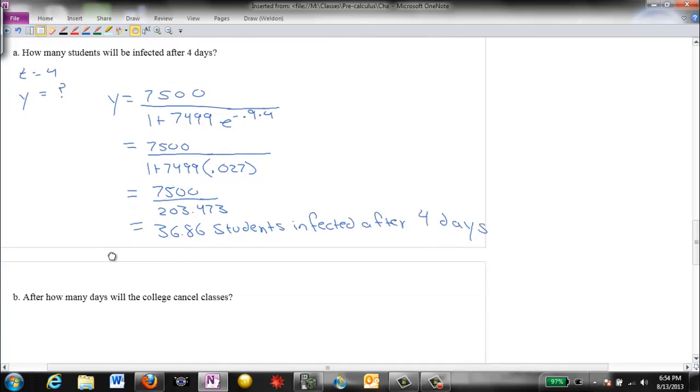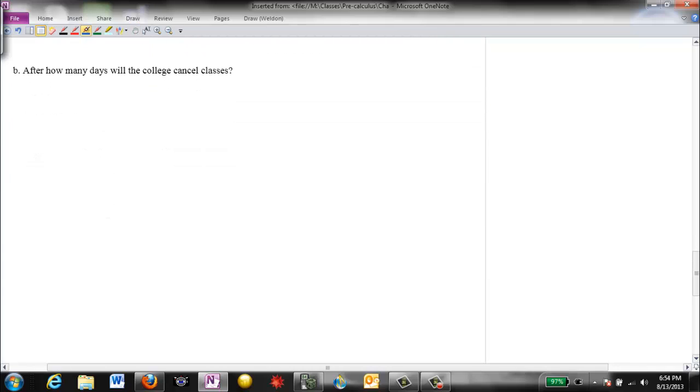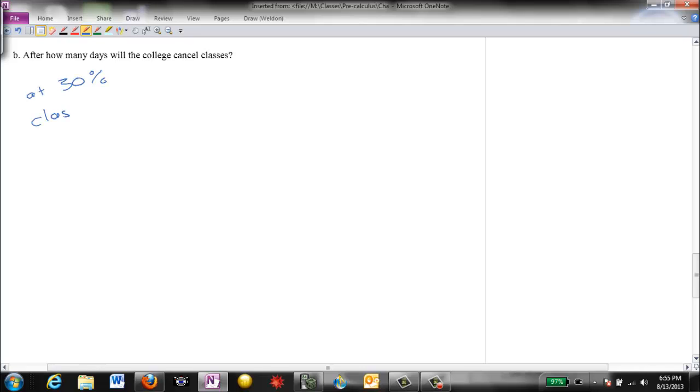Part B here. So we were able to answer that one. Part B, a little bit more difficult because what they're asking for is how long is it going to take if this were to continue to grow, how long would it take before the college started canceling classes, right? So if you recall, the college said that they were going to cancel classes after 30%, right? So I'm going to go ahead and write that down. So at 30%, classes are canceled.